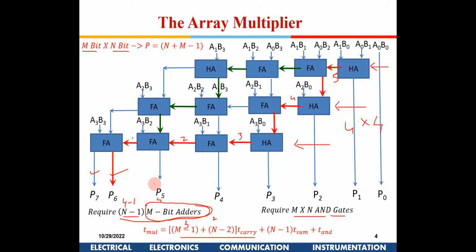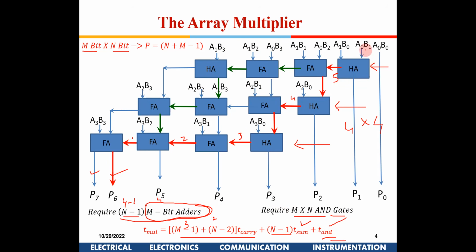Okay, so that is why there are 3 carry delays. So n minus 1, so 4 minus 1, 3. So 3 sum delays, and now it is not m into n AND gate delays, just one single AND gate delay, because all these things will be generated at the same time, parallelly. So there is only a single AND delay.